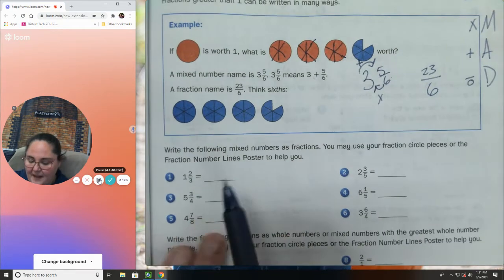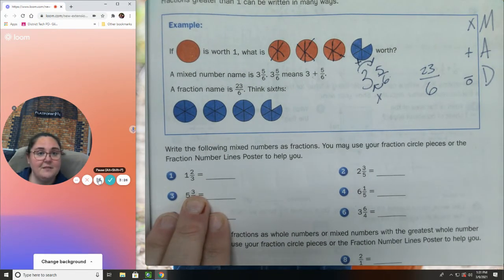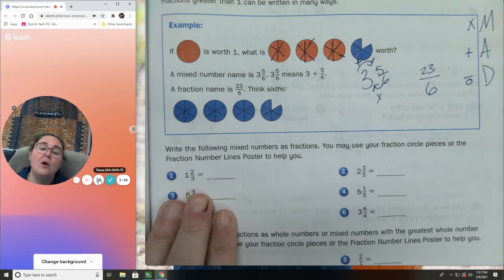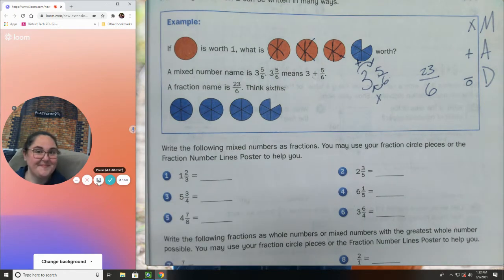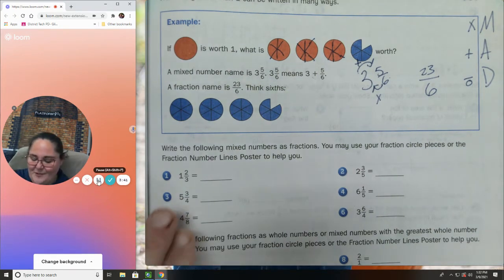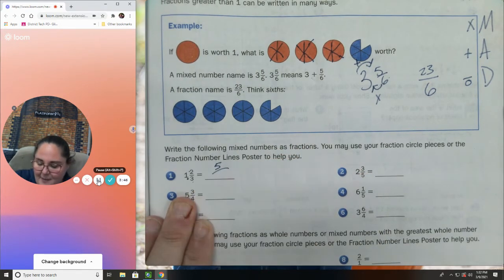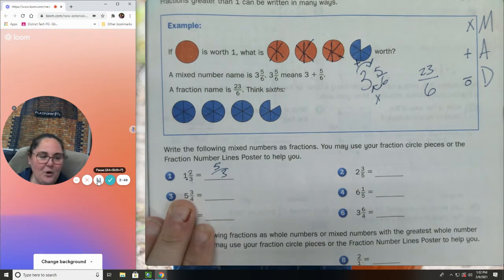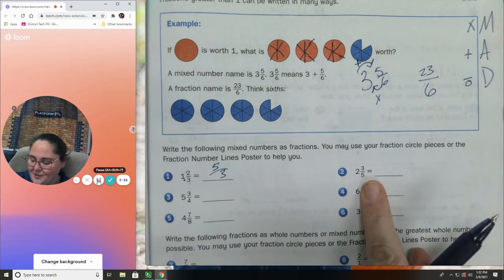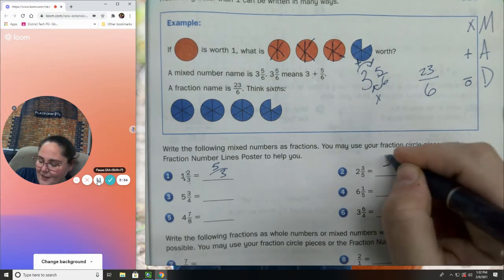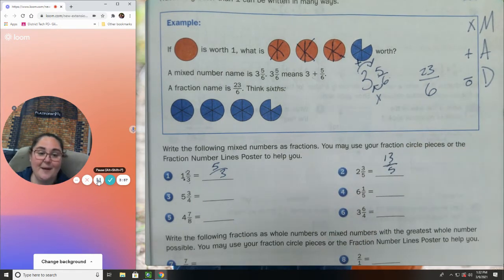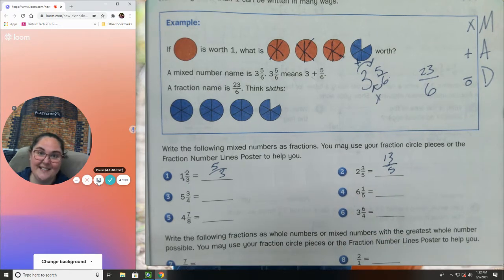Let's look at number 1. Rename this fraction. Draw a picture. Use the number line if you need to. Or I want you to go ahead and use the MAD method. Rename this fraction 1 2/3. What would that be as an improper fraction? All right, let's use MAD. So 3 times 1 is 3, plus 2 is 5. Denominator stays the same. Boom. Let's do number 2. 2 times 5 is 10, plus 3 is 13. Denominator stays the same. I think this is the easiest way to do it, to be honest.